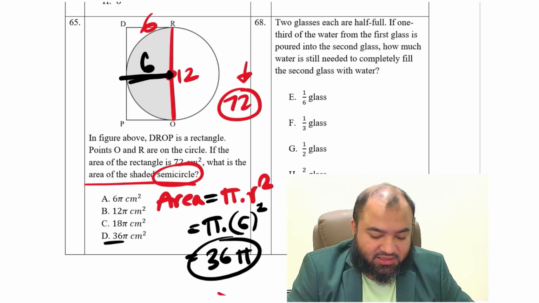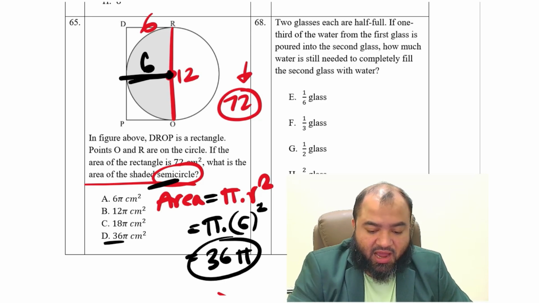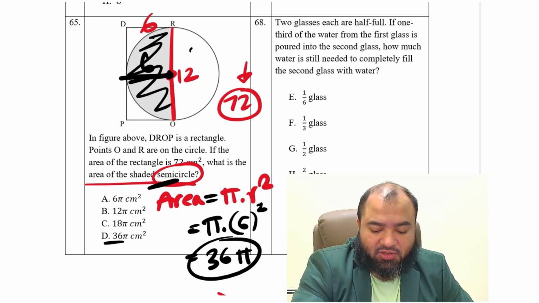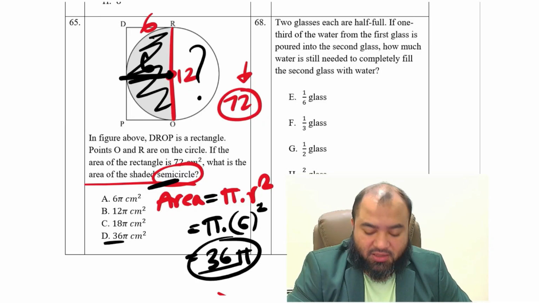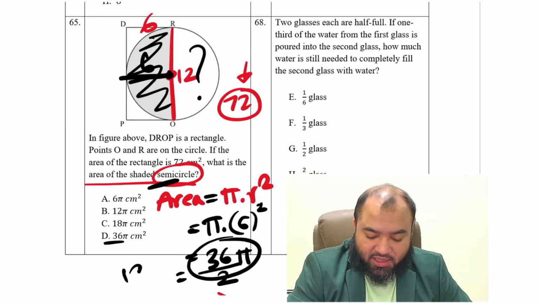Good. It's not. Because semicircle means half, and shaded is half the circle. The other half is not shaded. So all I have to do is divide it by 2. So 18 pi is the answer. This is a small trick.